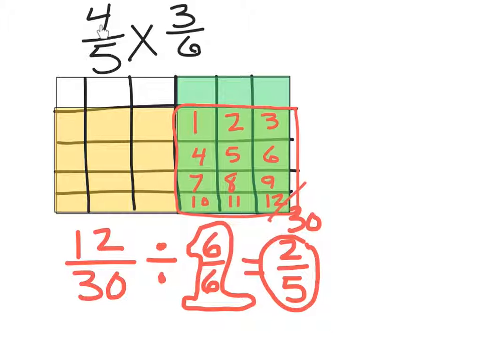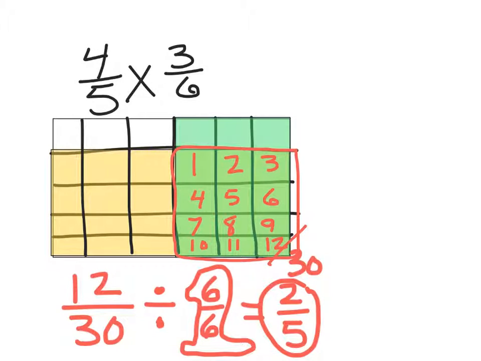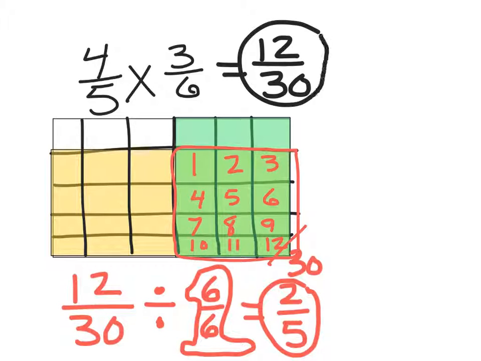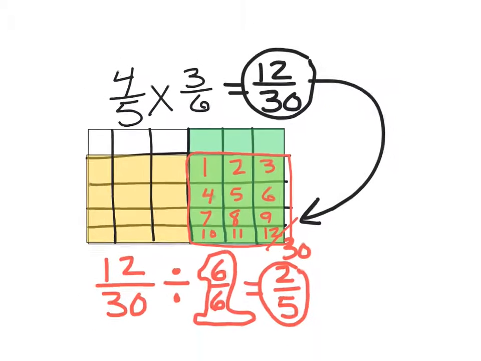Now, let's go ahead and see what this looks like if we do our algorithm. So I'm going to come up here, and when you're multiplying fractions, all you do is multiply the numerators and then multiply the denominators. So we're going to do that right now. 4 times 3 is going to give me 12, and then 5 times 6 is going to give me 30, and lo and behold, 12/30 agrees with what we got here for our mathematical model.